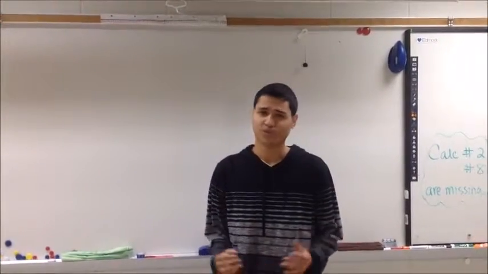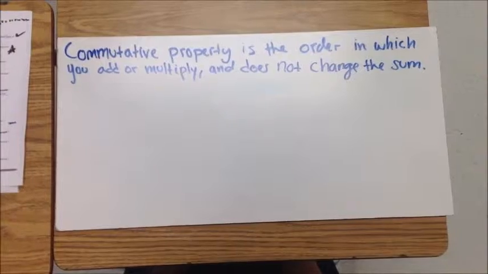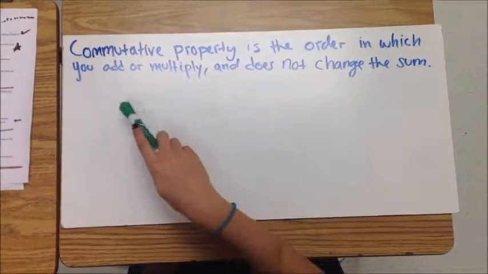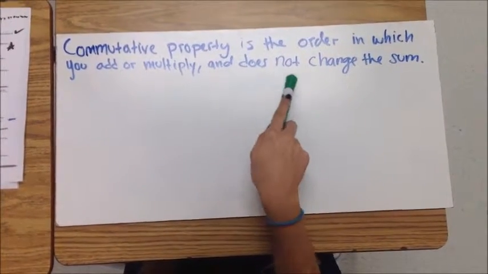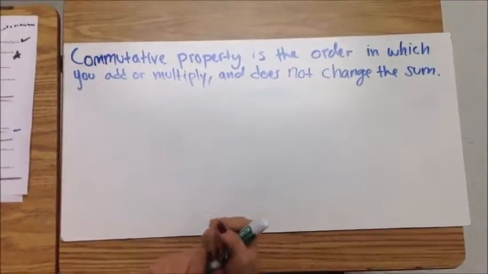Hello, we're going to be discussing the properties of algebra. There are 14 different types of properties. The commutative property is the order in which you add or multiply and does not change the sum.